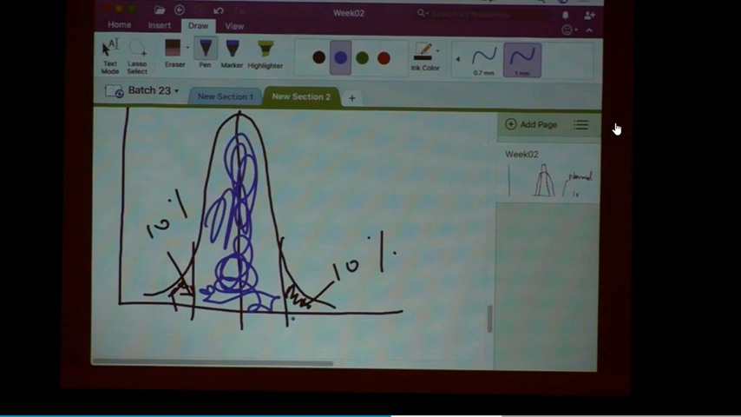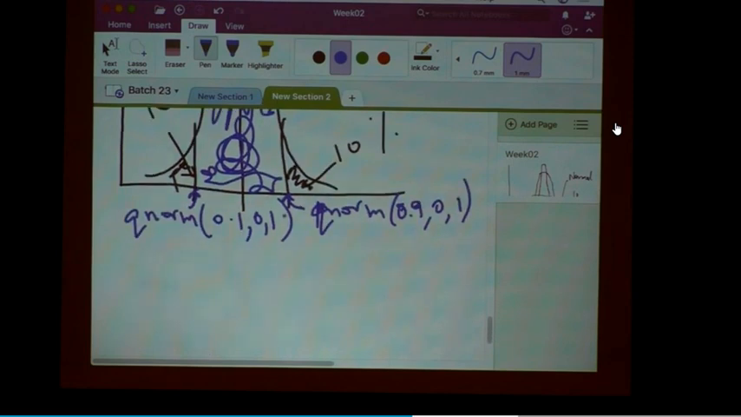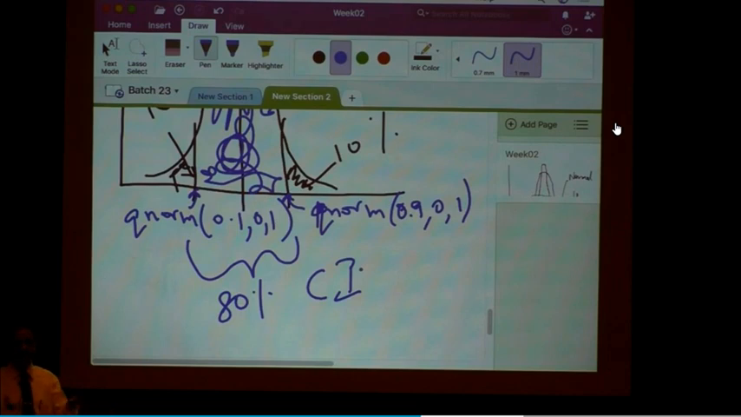And so, when you find the Z-score corresponding to this, it is Q norm of 0.9. Since it is Z-score 0, 1, and this is Q norm of 0.1, 0, 1. So that's what it is. This is the 80% confidence level, and this is my 80% confidence interval. That's it. I'm just identifying the corresponding Z-scores and Z-values and giving the range.